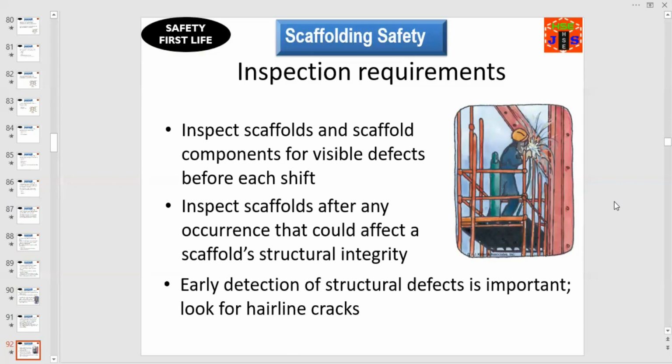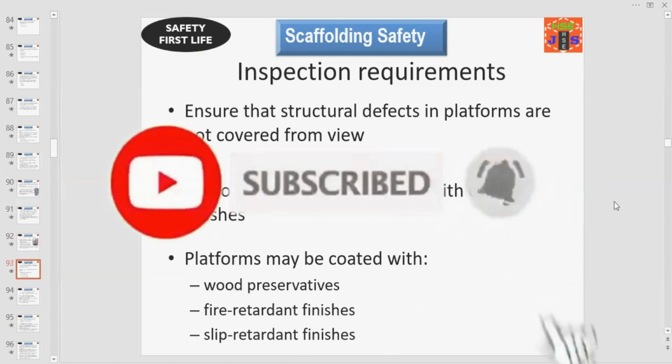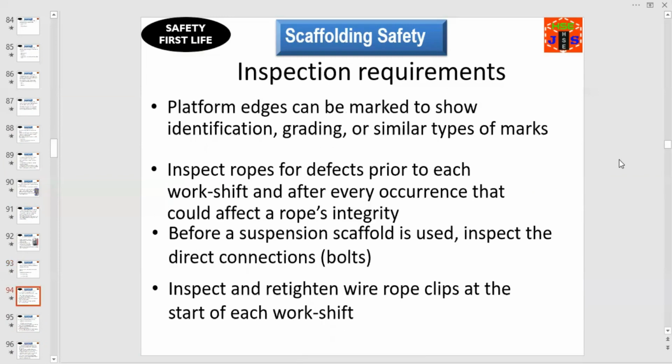Look for hairline cracks. Ensure that structural defects in platforms are not covered from view. Platforms may not be covered with opaque finishes. Platforms may be coated with wood preservatives, fire retardant finishes, and slip retardant finishes. Platforms' edges can be marked to show identification, grading, or similar types of marks.